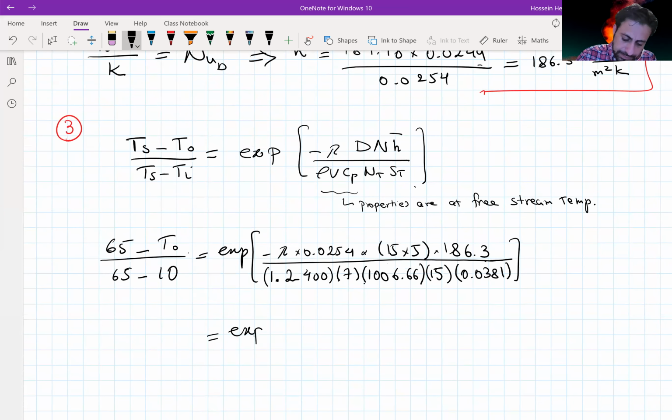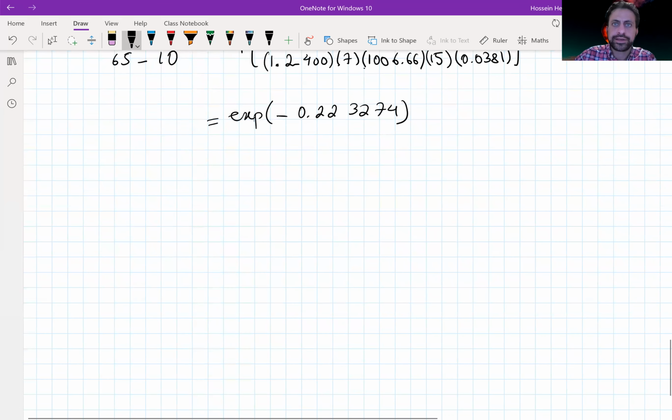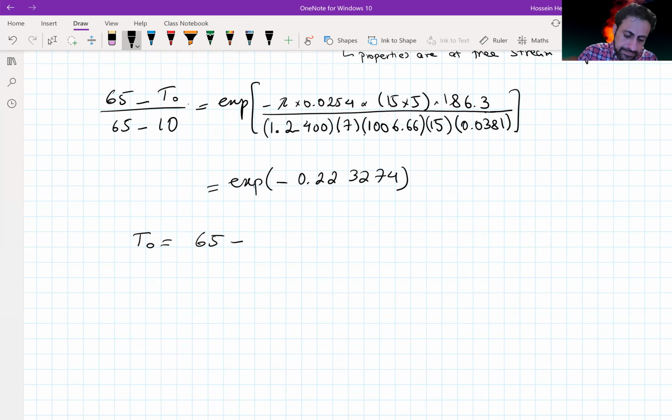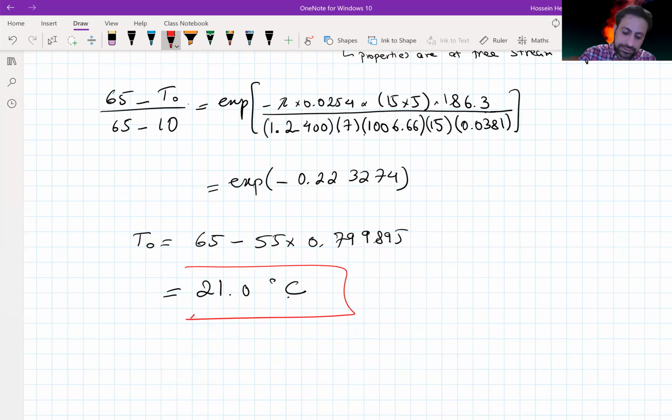So this is going to be the exponential of minus 0.223274, and from here To is 65 minus 55 times this exponential, which is 0.799895, and the value of To is going to be 21 degrees C. So this is the outlet temperature.